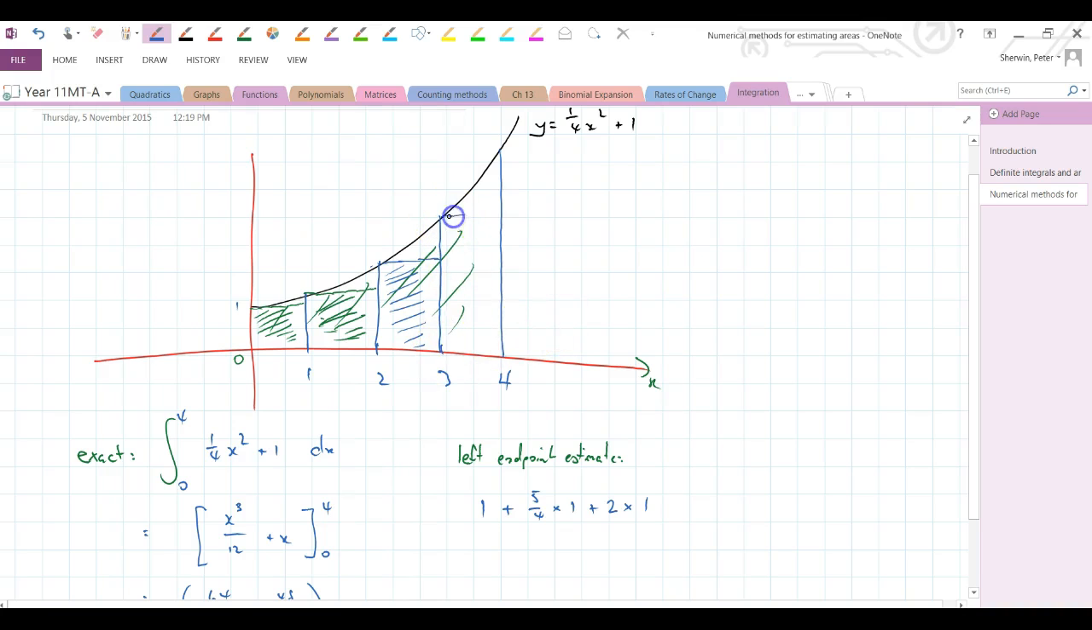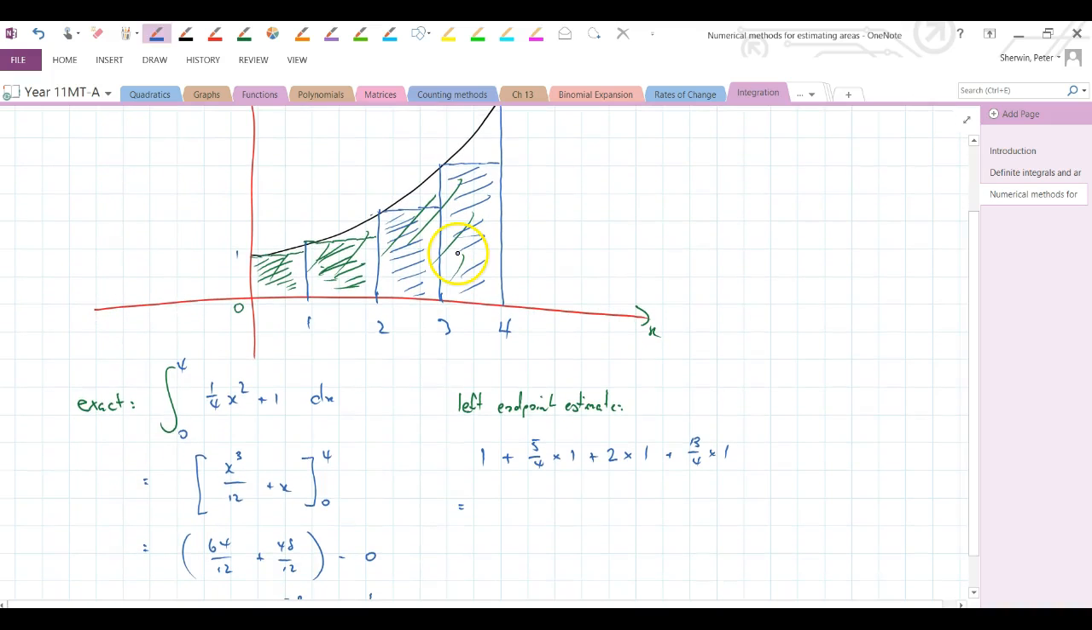And my left post estimate there gets me across from 3. So I go up to 3. 3 squared is 9. 9 quarters plus 1 is 13 quarters. Again, times 1. So this is my left endpoint estimate. I've just summed 4 rectangles up, so I've got 4 over 4 plus 5 over 4 plus 8 over 4 plus 13 over 4. Put that all over 4, and I've got 30 over 4, which is equal to, what's that equal to?